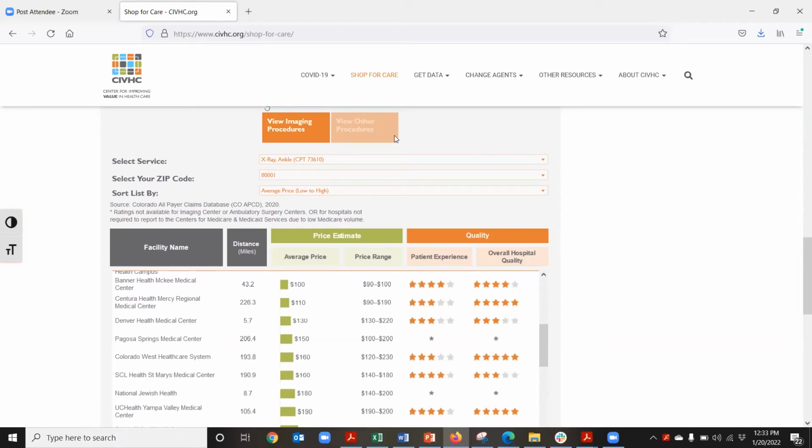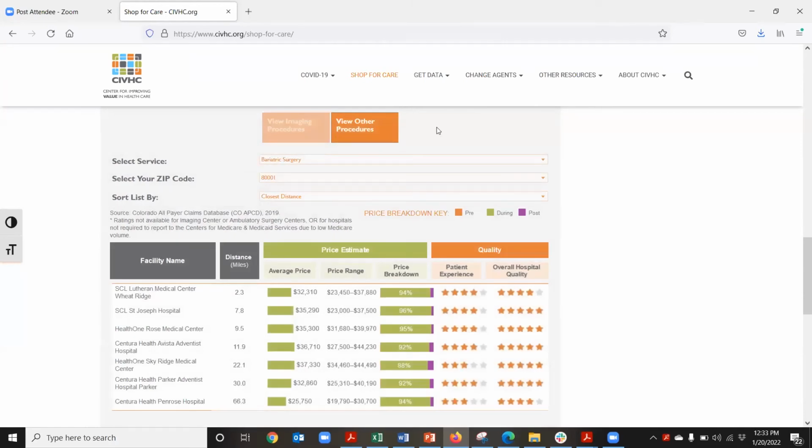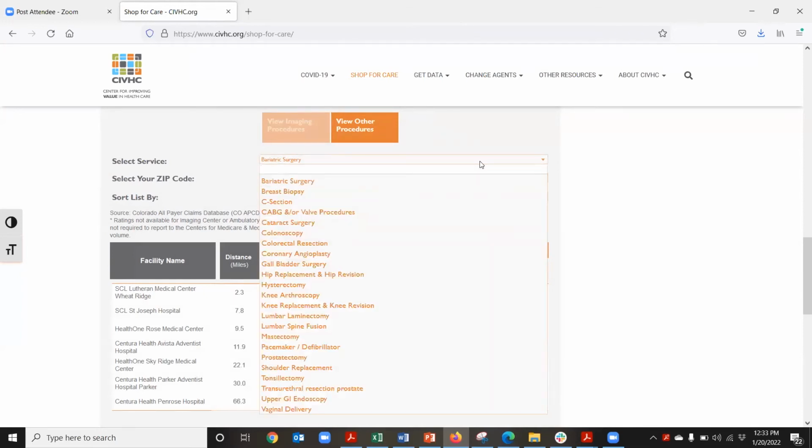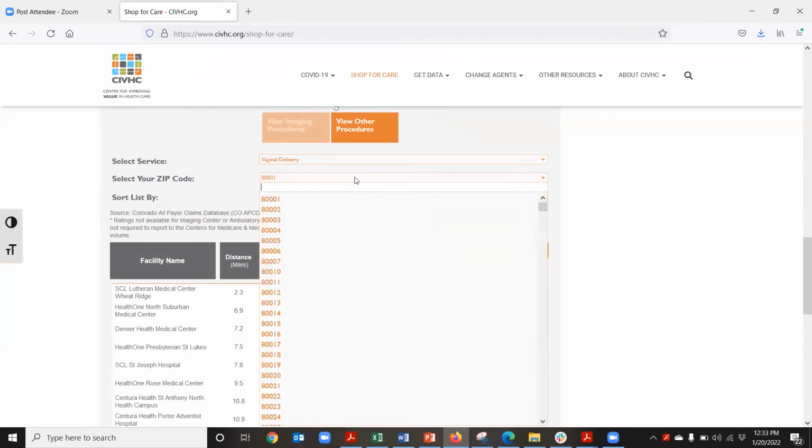And this is the imaging part, but we have a second button, and if you click there, you see now we move to the other procedures. You remember we reviewed the imaging, which is exclusively the imaging, and this is the other procedures that combine the before, during, and after. And here we can select a service. As we reviewed, we have many services. We can look at vaginal delivery. And we can look at any zip code.